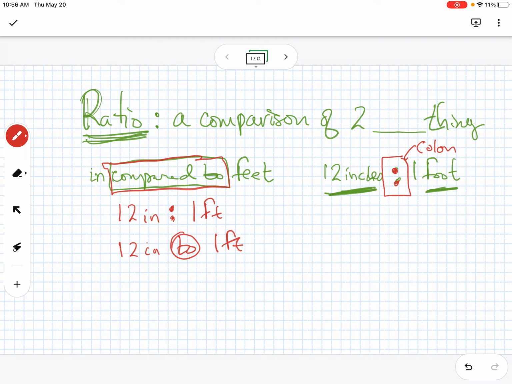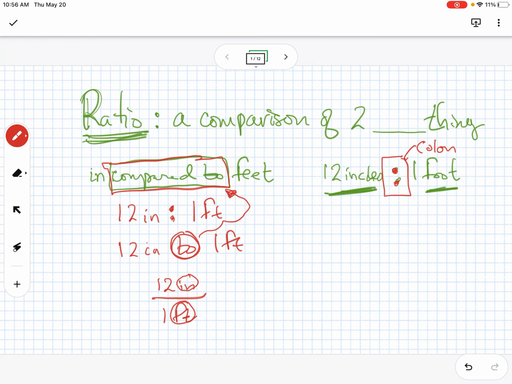And now you might notice that when I use the word to, I'm really using it as a short form for this bigger expression, compared to. So I could even read it that way, 12 inches compared to 1 foot. Here's another way to write out a ratio, 12 inches compared to 1 foot. And that looks like a fraction. But in this case, I'm writing it as a ratio. Now, if all you saw on a page was 12 inches over 1 foot, the clue that this is a ratio is I'm comparing two different things.